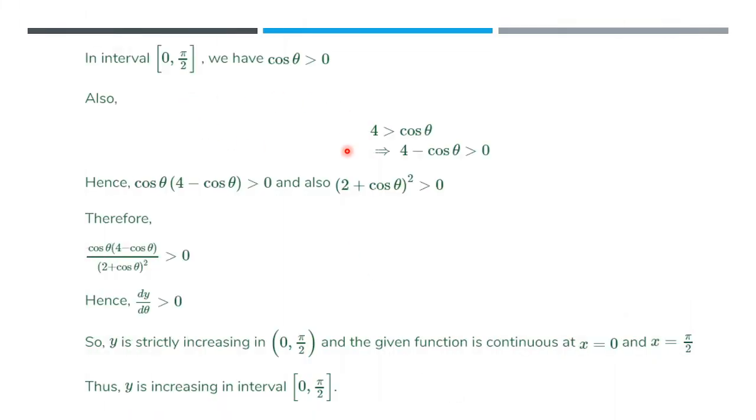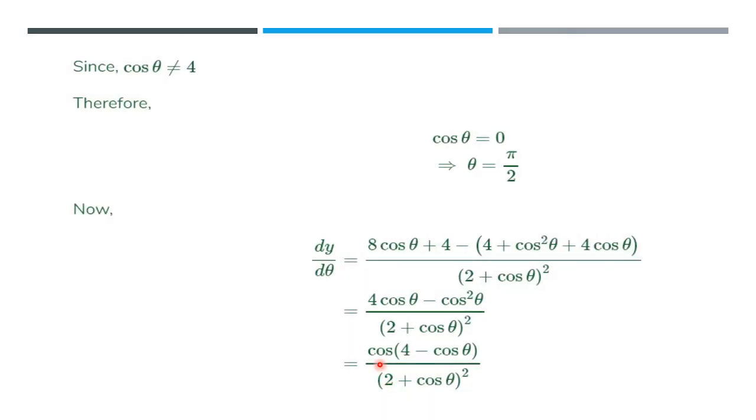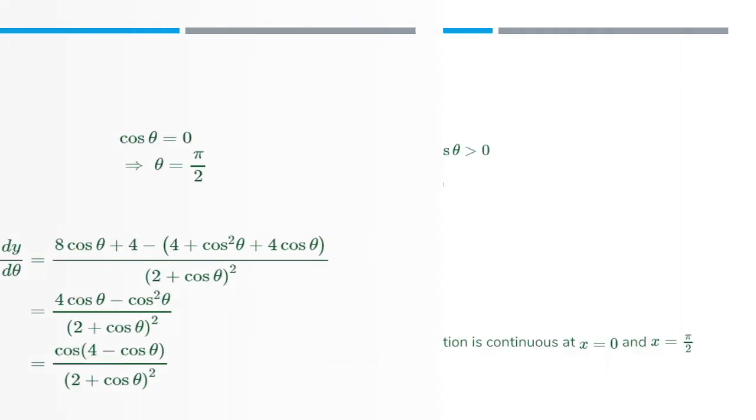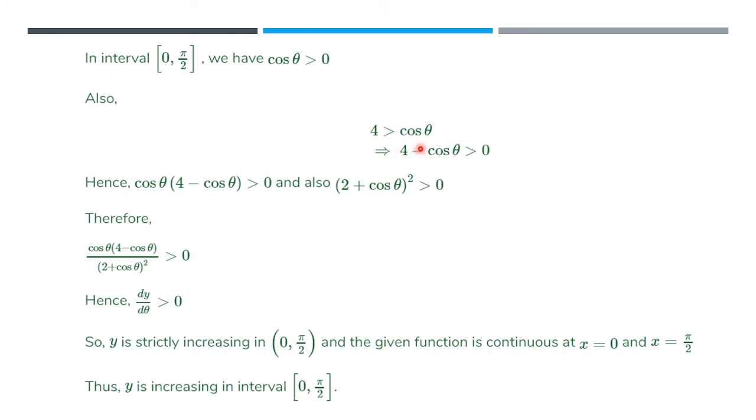Now what are we getting, students? Here we are getting cos theta into 4 minus cos theta upon 2 plus cos theta whole square. 4 is greater than cos theta, so definitely 4 minus cos theta is also greater than 0. We can say this, right? Because the range of cos theta is what? Minus 1 to 1. Definitely 4 is greater than this, so 4 minus cos theta is greater than 0.